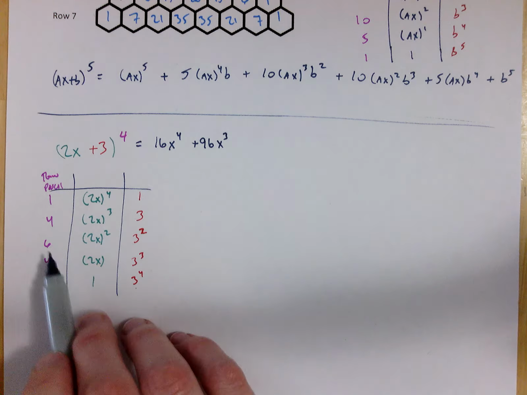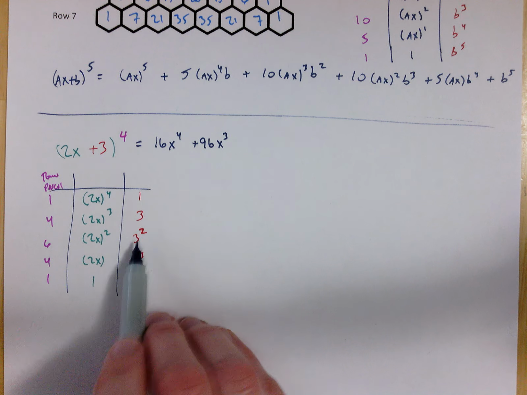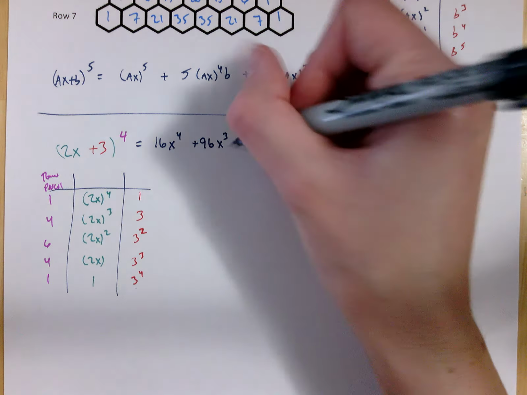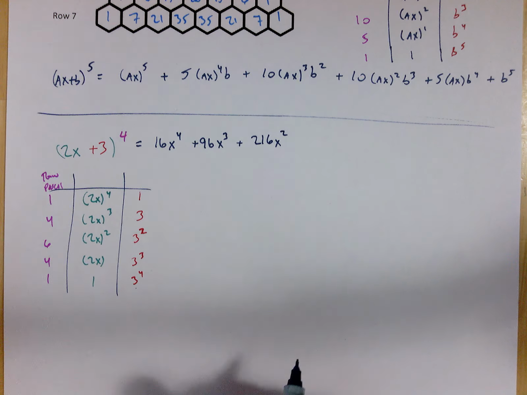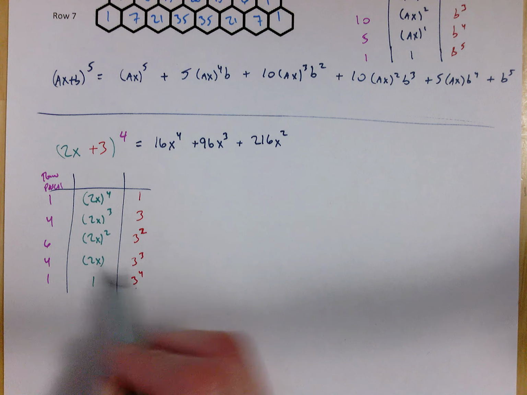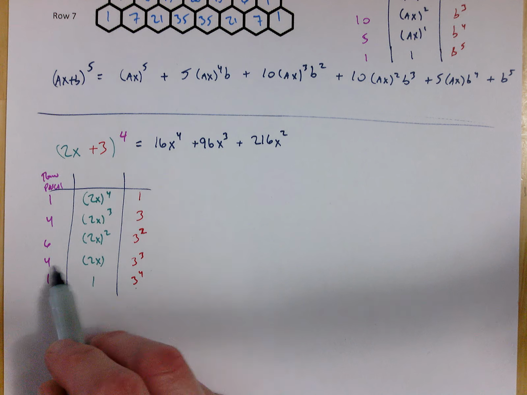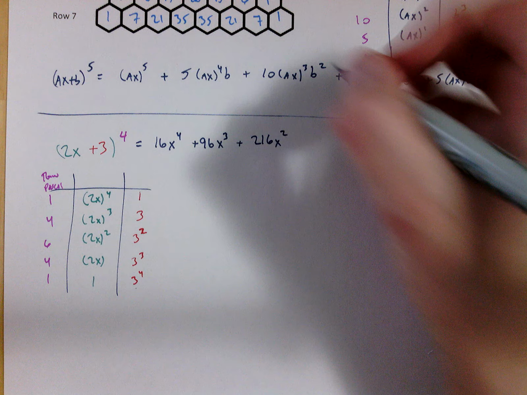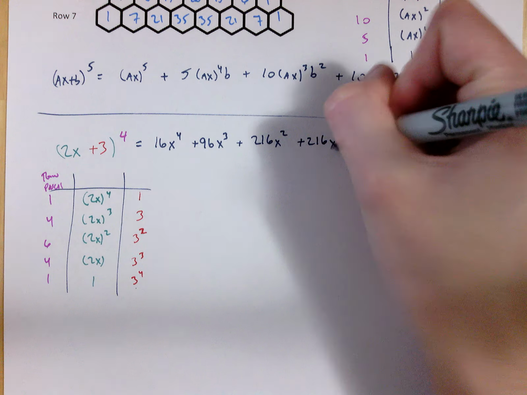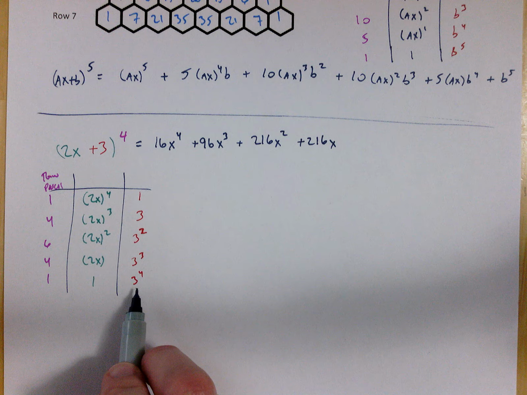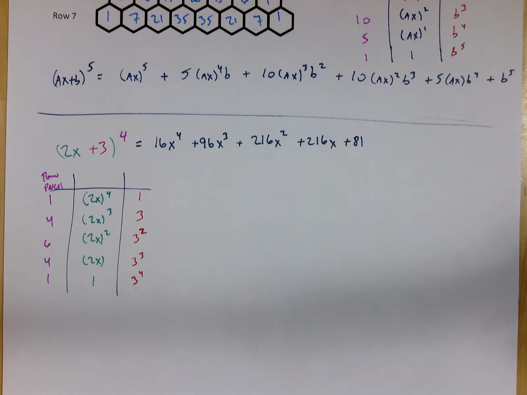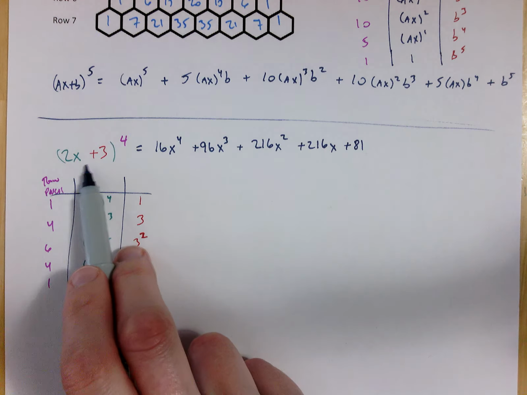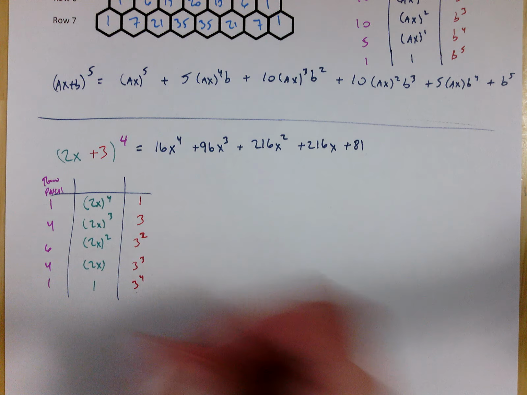All right, and then I'm going to multiply 6 times 4 times 9. And again, you can throw that in a calculator. That works out to 216x squared. Okay, and then I'm going to multiply 4 times 2 times 3 to the 3rd, which is 27. So 4 times 2 times 27, which is also 216. And then 1 times 1 times 3 to the 4th, and 3 to the 4th is 81. So there we go. That is my polynomial for this one. If you actually were to multiply this out, do all your double distributive properties, that's what you'd end up getting.